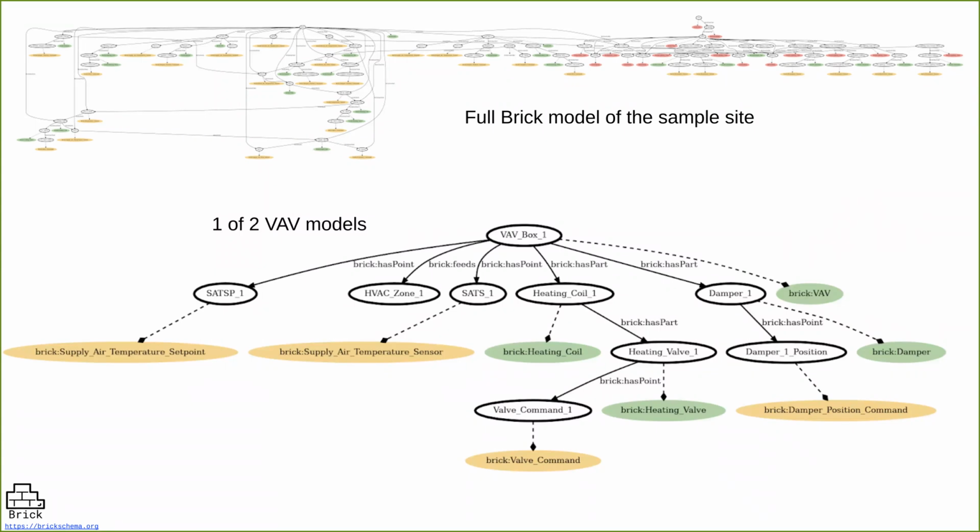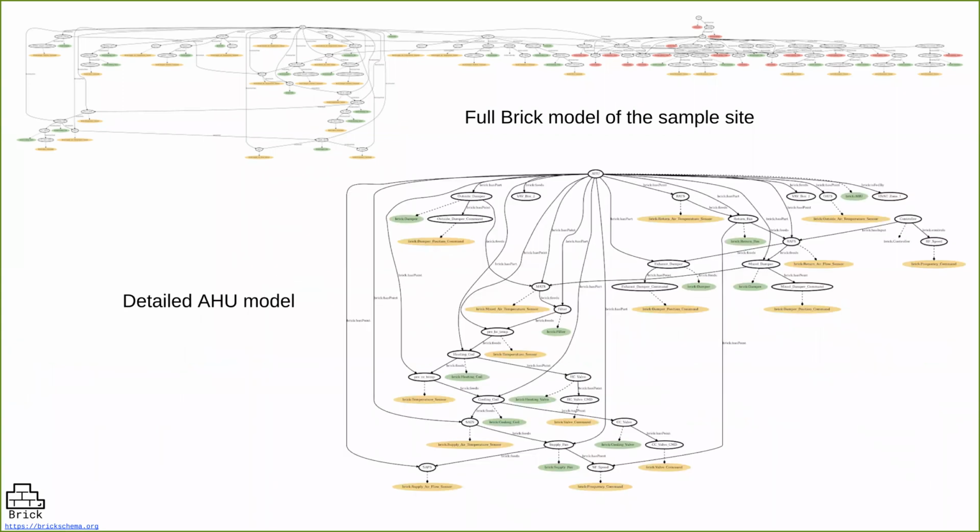The VAV models, we can see, my VAV box consists of different parts, such as the heating coil and the damper. It feeds an HVAC zone. We've got pieces of telemetry that are associated with each of those components. And then for something complex like an air handler unit, you can see the much richer interconnections of how the different points and different pieces of equipment relate to one another. And all of this is captured in a consistent machine readable way that we'll be able to write code against later.